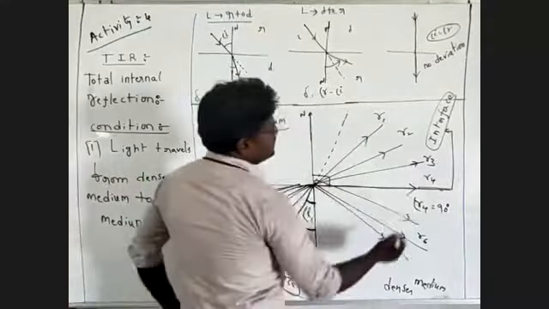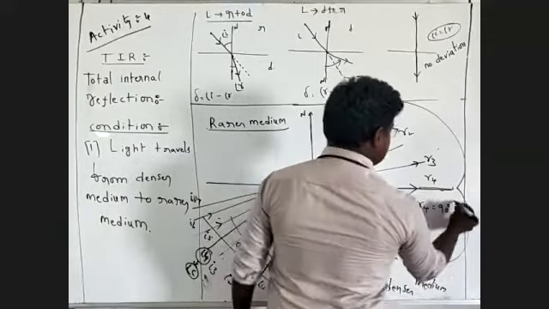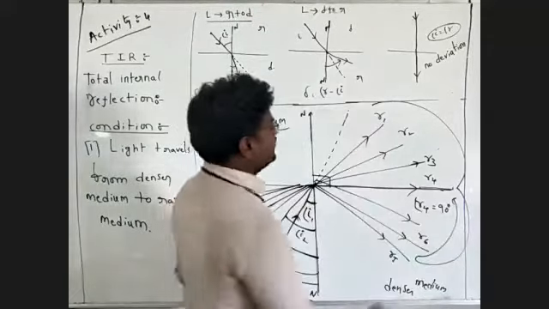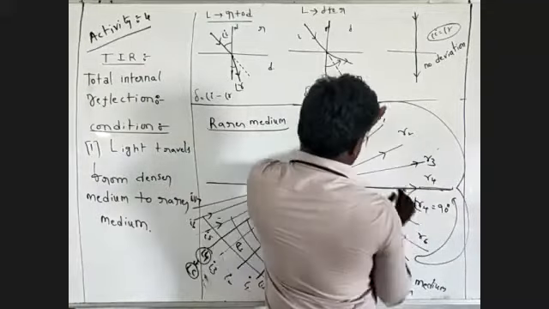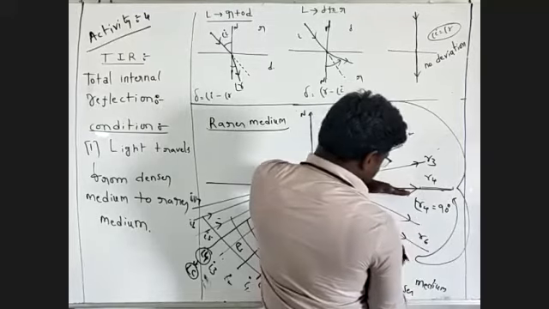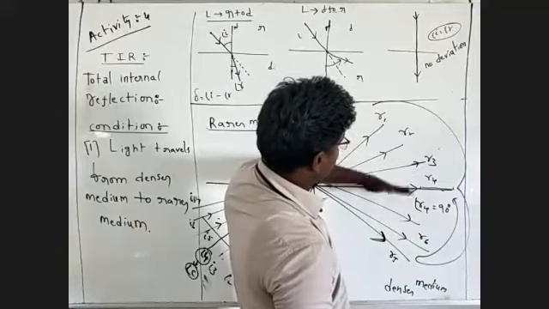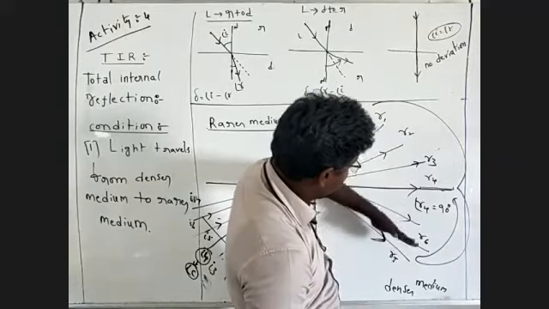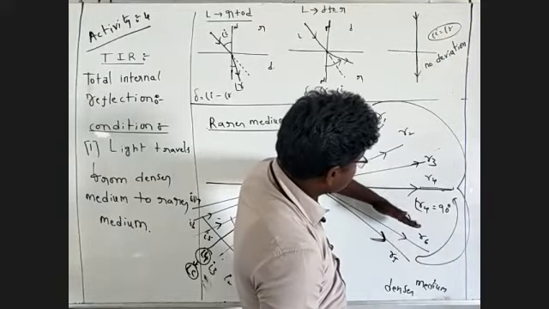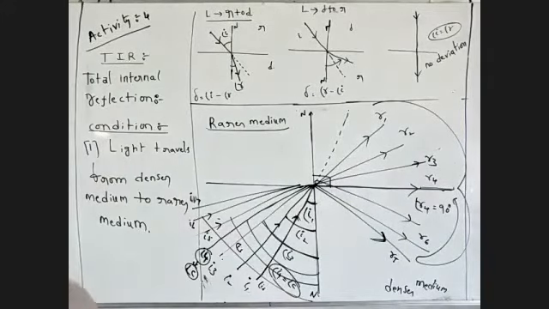So first, the reflection ray shifts like this, again shifts like this, again moves in this direction. Okay? Reflection ray first R1, it is shifting to R2, R3, R4, again shifting R5, next R6, R7, next moving in the upward direction. This is what we call total internal reflection.